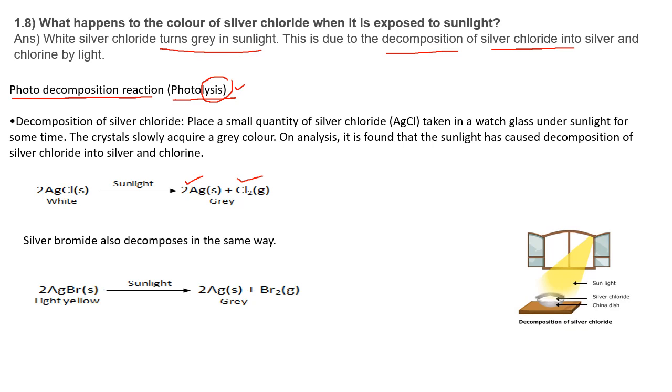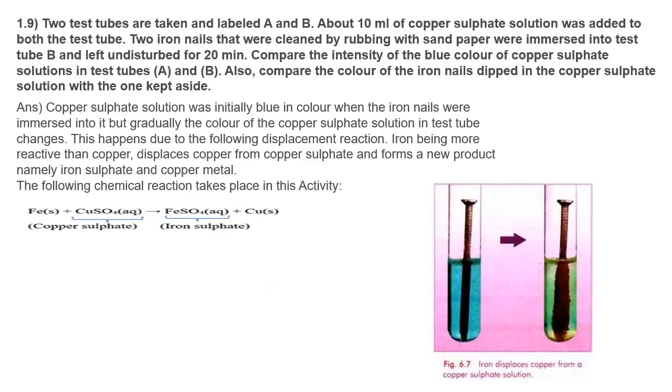Decomposition of silver chloride. Here is the chemical reaction, and one more reaction is there, silver bromide. Silver bromide again gets decomposed in presence of sunlight. You will get silver and bromine gas is released. So whenever in the exam they ask you about photodecomposition, you have to give these two examples with equations.